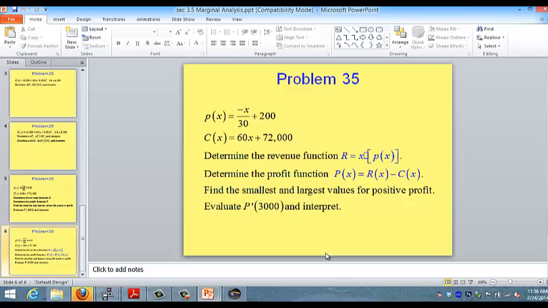And how about that profit function? Does that make sense to you guys? What's that say? Profit equals what? Revenue minus cost. Okay? And then the next line's kind of interesting. Find the smallest and largest values for positive profit. See, not every decision we make turns a profit.